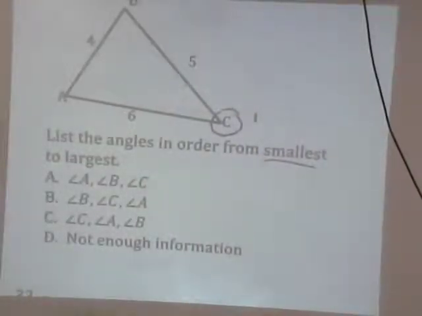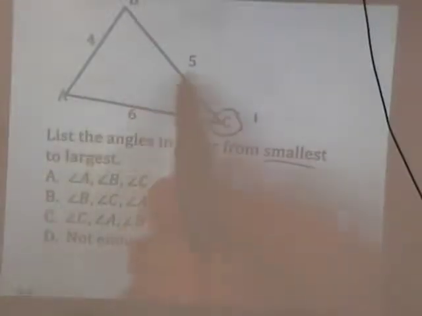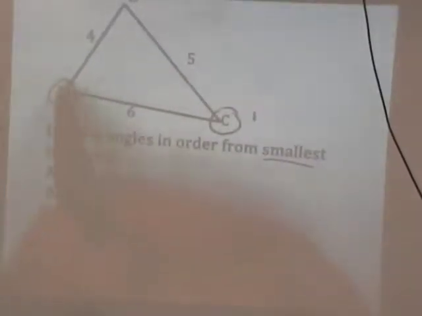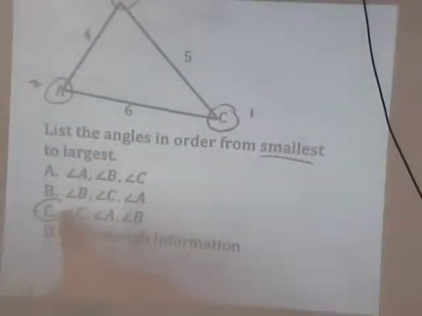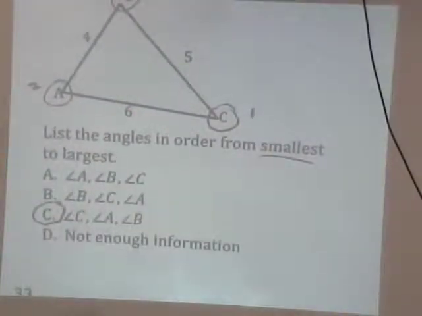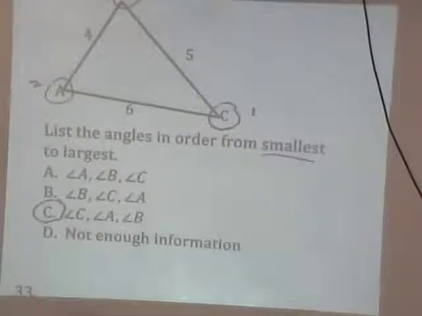And then, what's the next smallest angle? It would be A, right? Because it's opposite the 5. And then B would be last. So CAB, CAB. Everybody okay with that? Smallest angle is always opposite the smallest side. Biggest angle, opposite the biggest side. All right, any questions on 32?